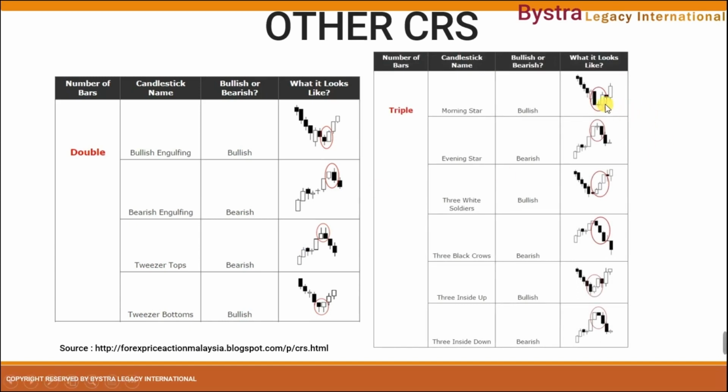Now let's look at some of the triple candlestick patterns, which are the morning stars, evening stars, the 3 white soldiers and the 3 black crows. These are also some of the most common CRS that we will be using. 3 inside up and also 3 inside down can be used. And there are actually a lot more on Google. Please go and do further research. Familiarize yourself with some of the CRS patterns, then you can use them as a reference for our confirmation of rejection for our danger zone.